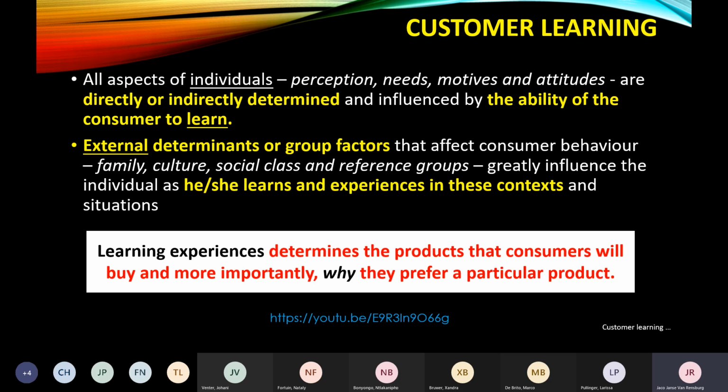If you've used a particular product, you're used to that product, you've learned how to use it and how valuable it is because of your own personal experience with it. It will definitely impact positively on you buying that product again when you need it in future.